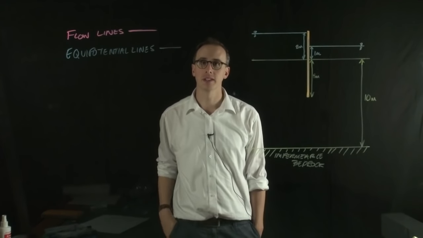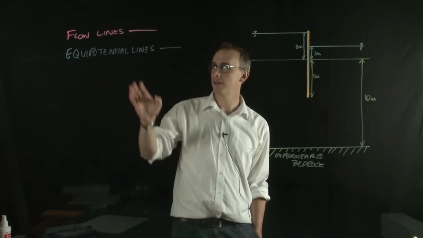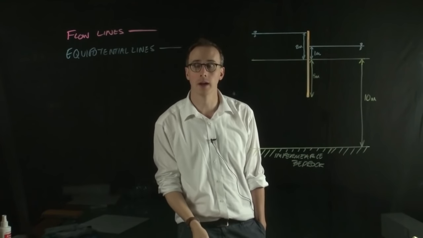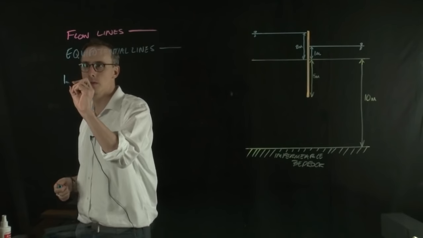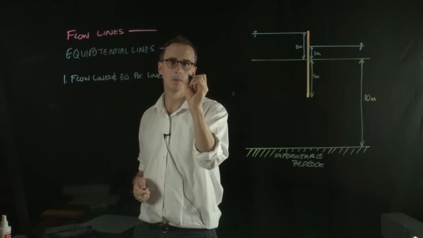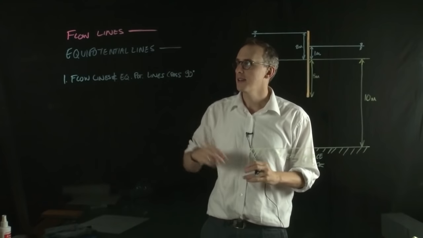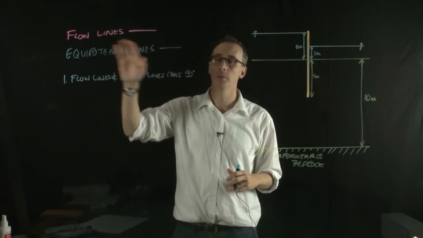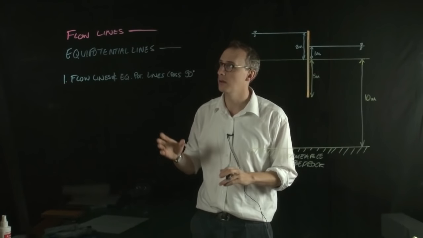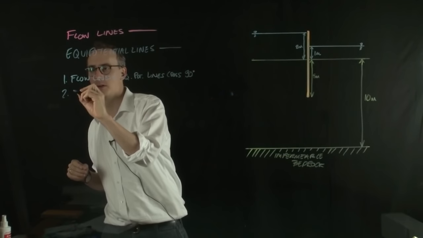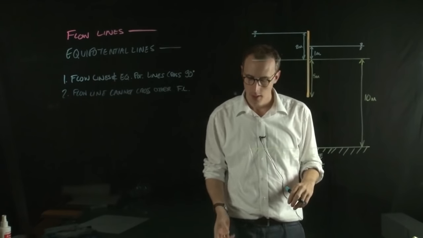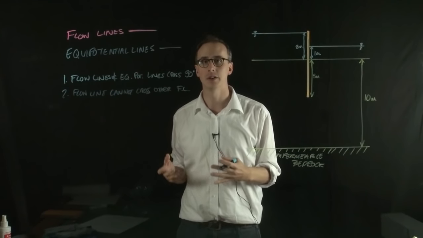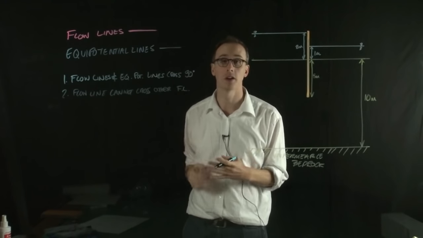So for flow nets to be effective, they need to observe certain rules. The first is that flow lines and equipotential lines must cross at right angles. You can't cross these at any other angle. The second is that flow lines cannot cross other flow lines. That would imply that the water molecules are existing within the same space, so that can't happen. Similarly, equipotential lines can't cross other equipotential lines. If an equipotential line denotes an area of the same pressure, then they can't cross by definition.